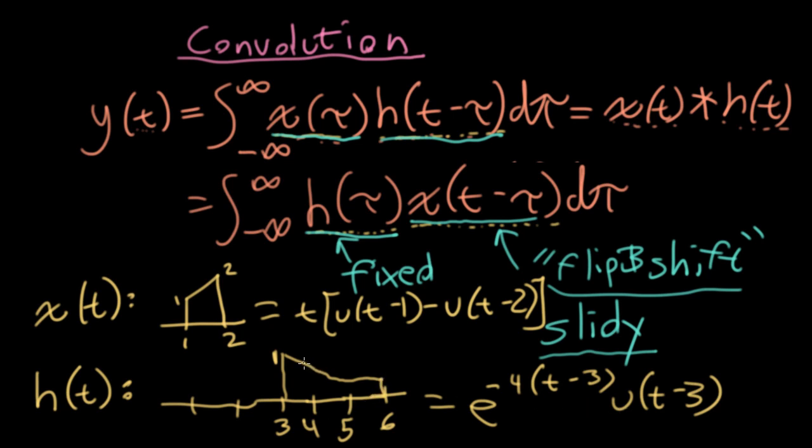Now, I'm not trying to draw this accurately. All we really need from this is that we have a sense of the support of the function in time, left to right along the horizontal axis. If I try to make a realistic drawing of this, it would actually decay much, much faster. We need to pick one of the functions to be fixed and the other function to be flipped and shifted.